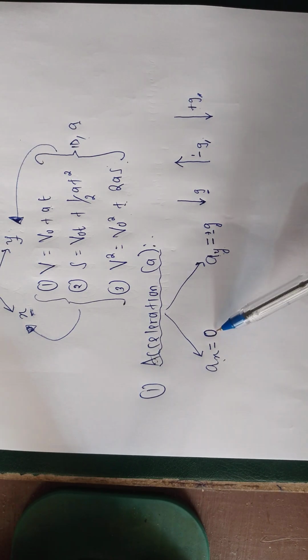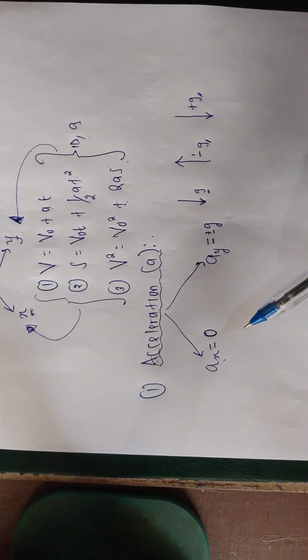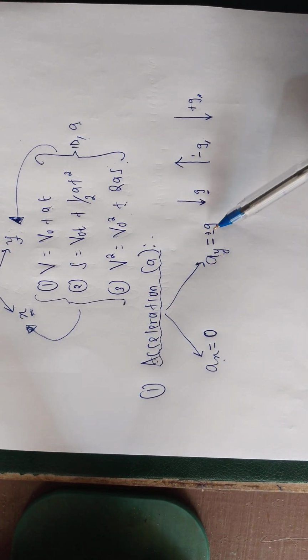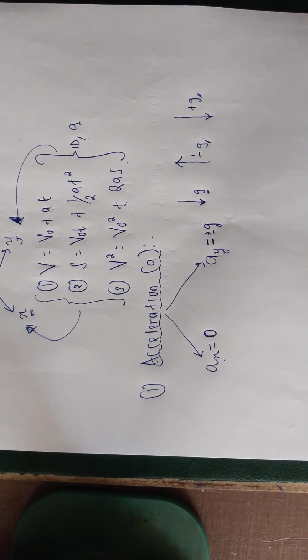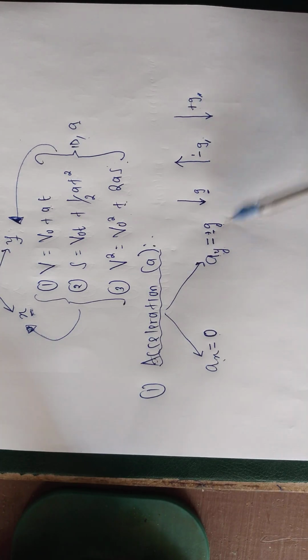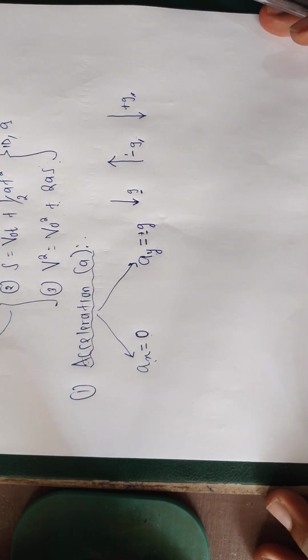So number one, the acceleration in the x is 0 and the acceleration in the y is positive or negative g. So that's the first thing that you should know under projectile motion. The acceleration in the x is 0 and the acceleration in the y is gravity.